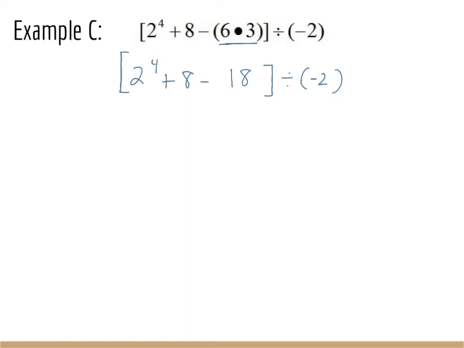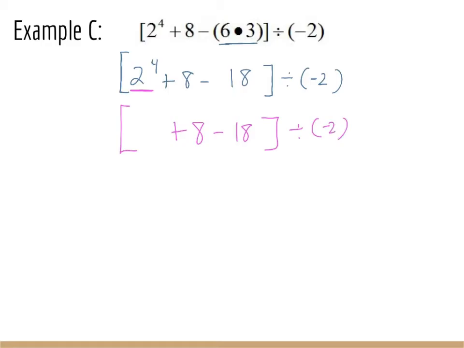Now we've got braces. I've got 2 to the 4th power plus 8 minus 18. Since I'm working inside my braces, I need to figure out what comes next. I've got addition, subtraction, and an exponent. So my exponent is the thing that's going to happen next. I'm going to copy everything else down and leave a space there for whatever that is. Plus 8 minus 18, bring down my brace, divided by negative 2.